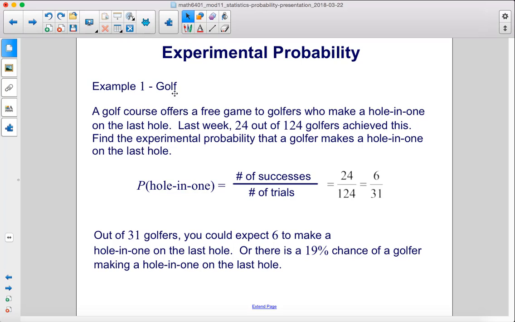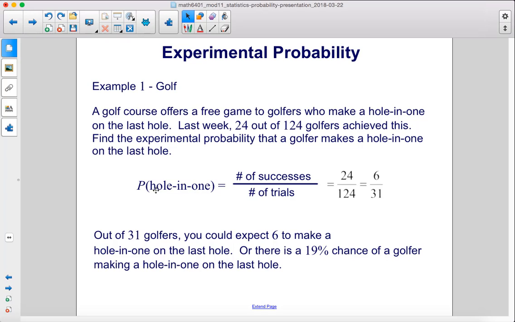Here's an example dealing with golf. A golf course offers a free game to golfers who make a hole-in-one on the last hole. Last week, 24 out of 124 golfers achieved this. Find the experimental probability that a golfer makes a hole-in-one on the last hole.